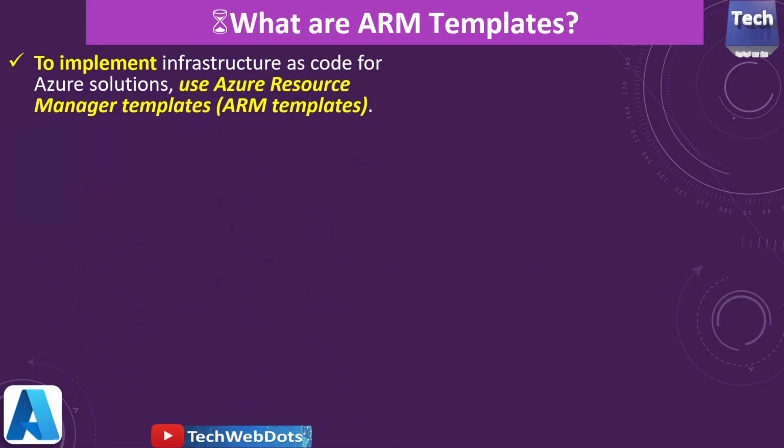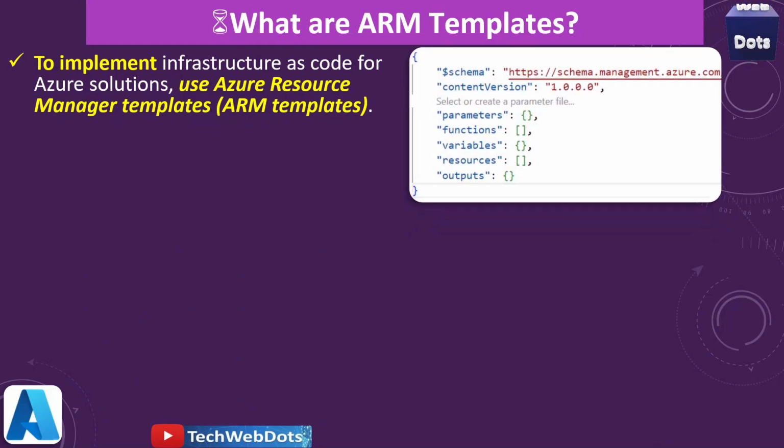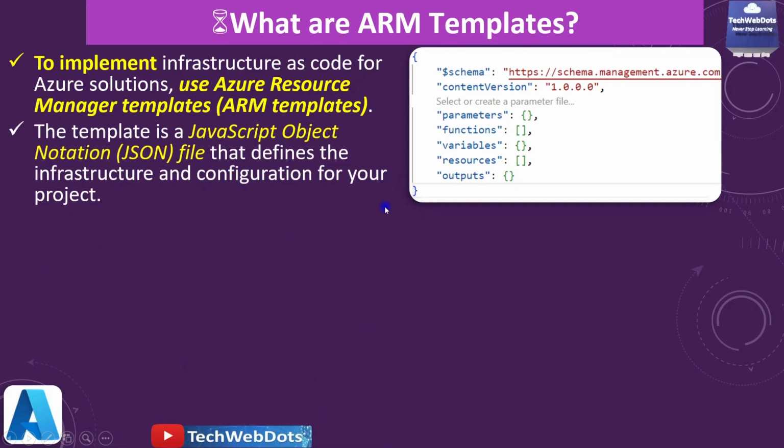So to implement infrastructure as code for an Azure solution, we use Azure Resource Manager templates, or in short we say ARM templates. As you can see on this screen, it looks like a simple JSON document or JSON file where we can see it's a key and value combination. A key is a schema and the value is a URL, and the content version that we are using, parameter and function array, variable and resource array, and output, right? So let's understand what these are bit by bit.